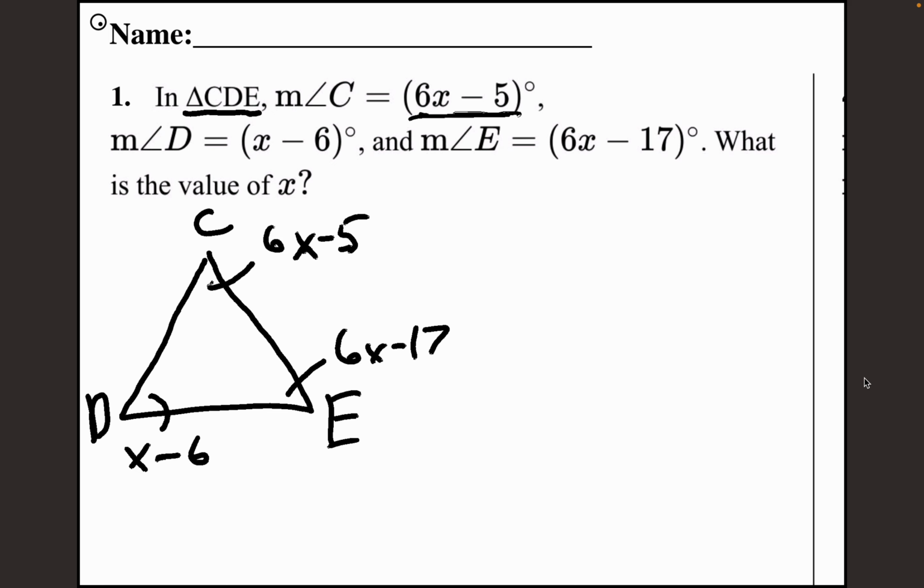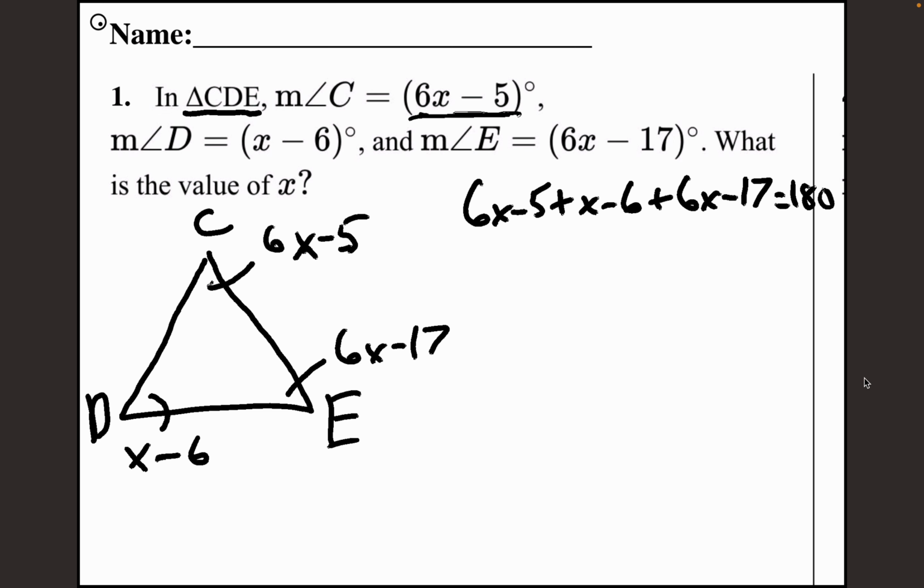Now again, what do we say that the interior angles of a triangle equal? They equal 180 degrees. So who thinks they can tell me how we can set this up? How do we set this up? We're going to add all the angles together, and we're going to equal it to 180. Now, when we need to simplify, we need to combine our like terms. So we added all that together. We need to equal it to 180.